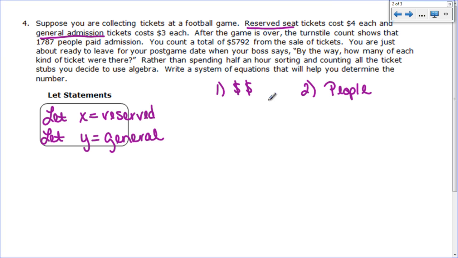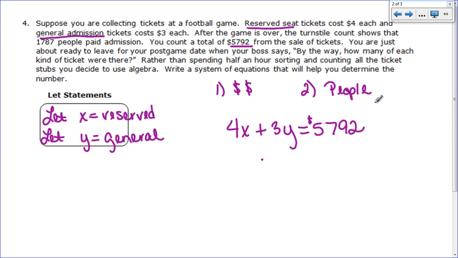So I know that reserved seat tickets are $4 each. So $4 for each of those plus $3, because general admission is $3, for each general admission ticket gave me a total of $5,792. So that takes care of the money. My tickets are $4 and $3. This is my total dollar amount.